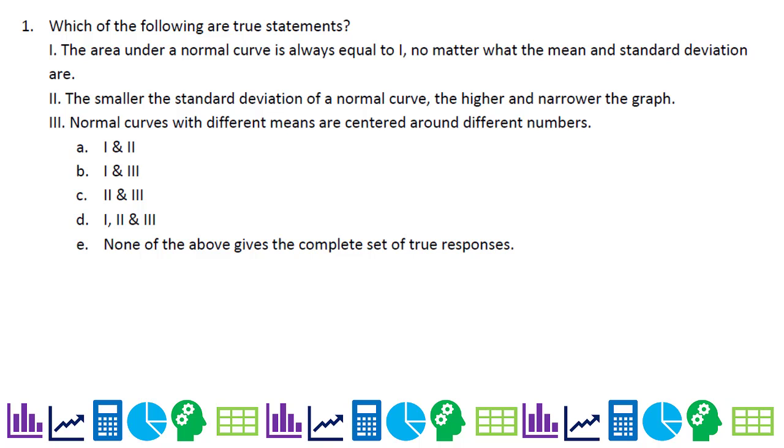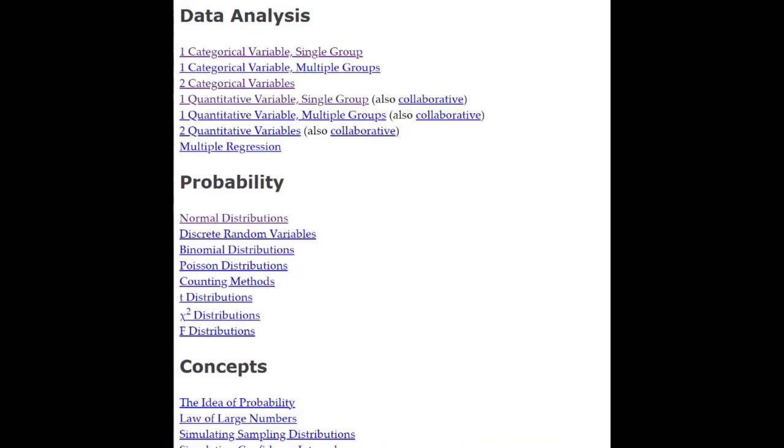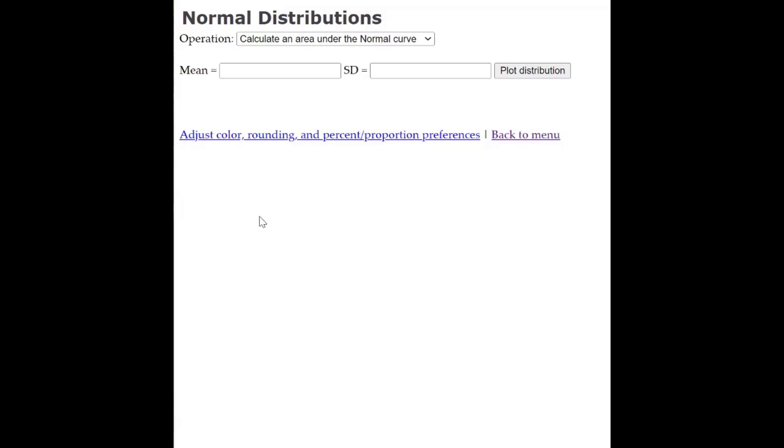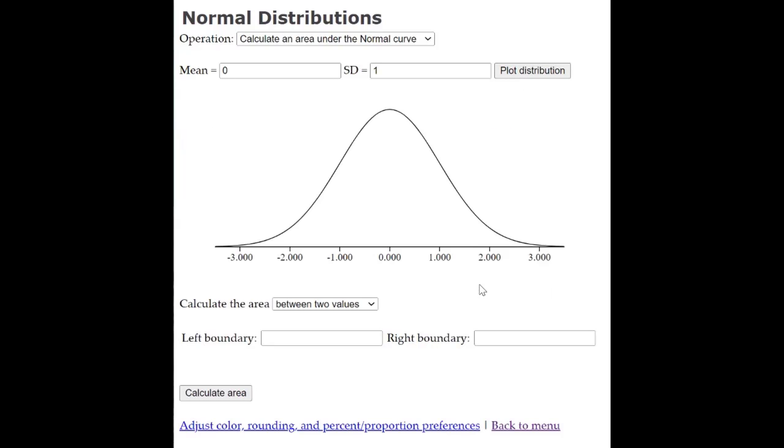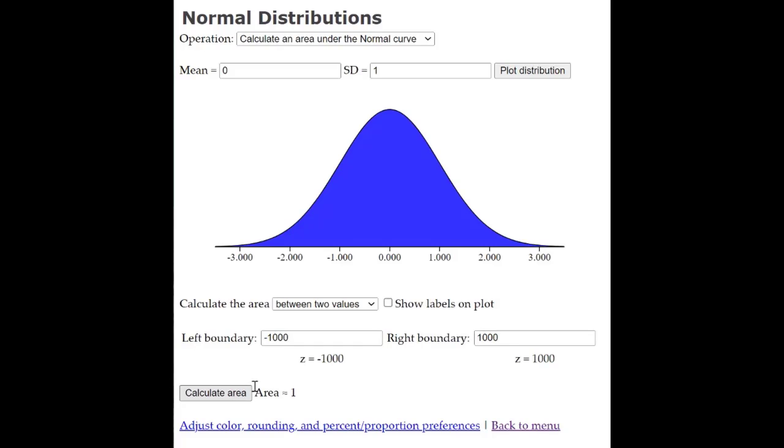So I'm going to use Statplet to explore this. I really like using Statplet to visualize the normal distribution, and you can find it in the second section, probability, normal distributions. Our default curve is a mean of 0 and a standard deviation of 1. What this gives us is a plot with just z-scores on it. We're going to calculate the area between two values, and I'm going to use a really big number, negative 1,000 to 1,000, and you can see that the area is roughly 1, and it should be 1. If I went to negative infinity to positive infinity, it would be 1.